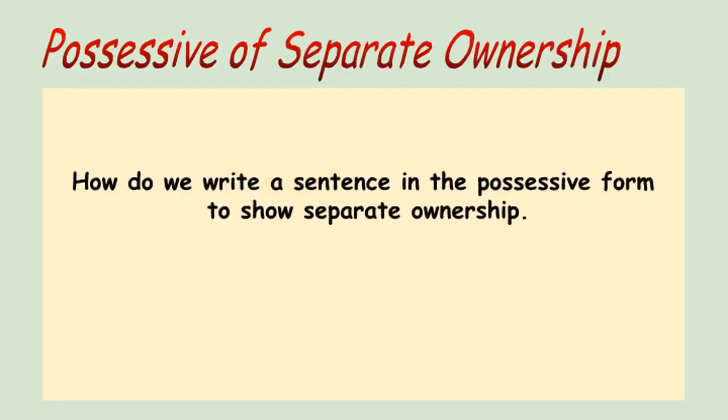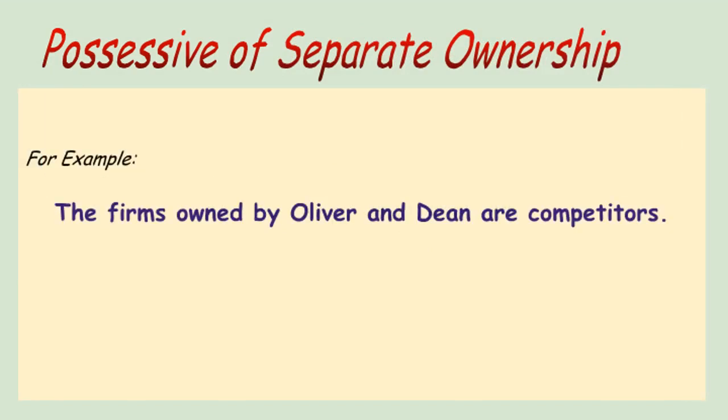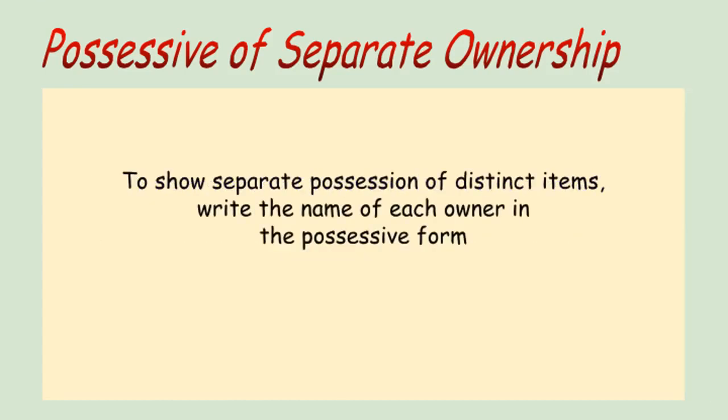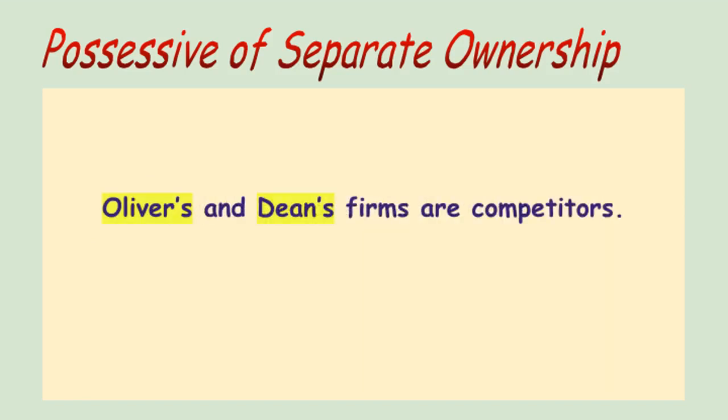Let's now look at how we would write a sentence in the possessive form to show separate ownership of distinct items. For example, "The firms owned by Oliver and Dean are competitors." We understand from this sentence that two firms are owned by two different individuals, Oliver and Dean. To show separate possession of distinct items, we write the name of each owner in the possessive form. Our sentence now becomes, "Oliver's and Dean's firms are competitors."